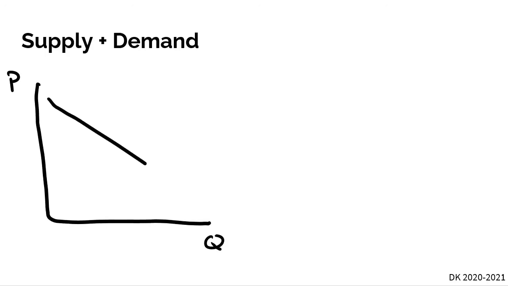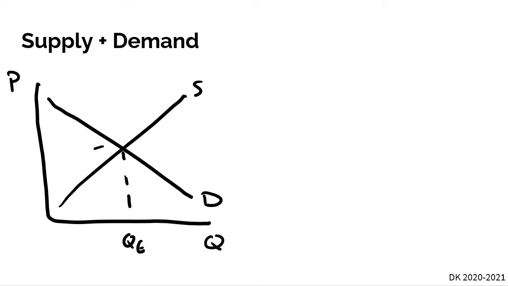Here, if we're going to draw out our graph, remember our y-axis is going to be price, our x-axis is quantity. We have a downward sloping demand curve and an upward sloping supply curve. Where supply meets demand is going to be our equilibrium quantity and our equilibrium price. Depending on whether our demand or our supply curve shifts, increases or decreases, that is going to change our price and quantity here.